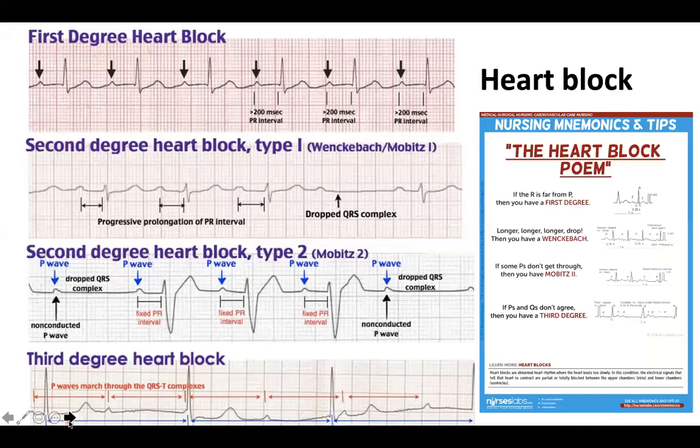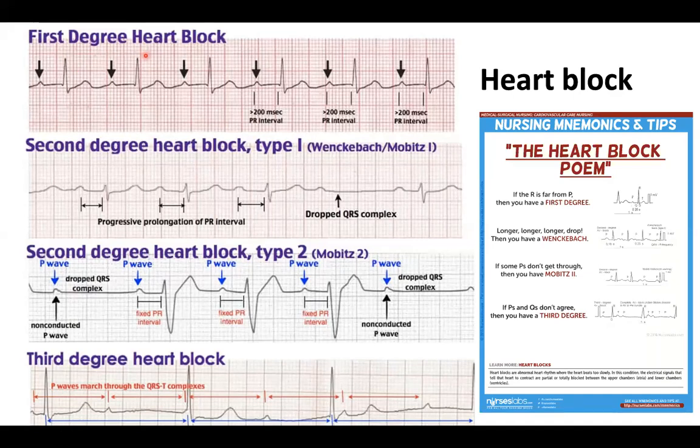Okay, so we're going to go through heart blocks now. There are 4 different types of heart blocks. We'll start with first degree heart block. Generally, first degree heart block is benign. It's generally an isolated ECG finding, especially if the patient is hemodynamically stable. There's no treatment needed.